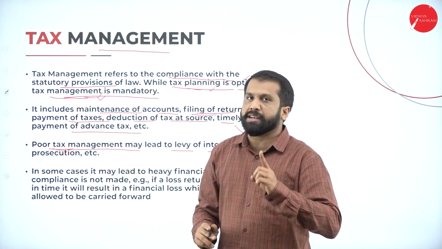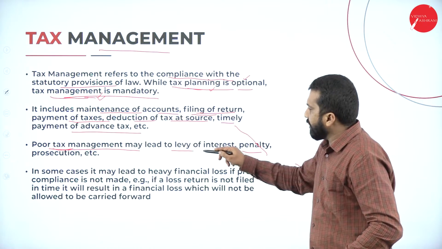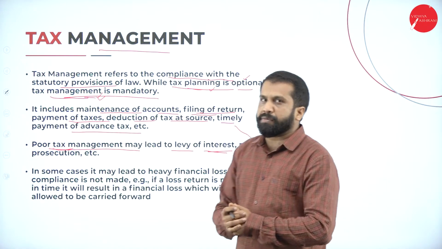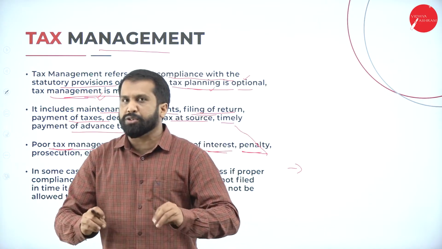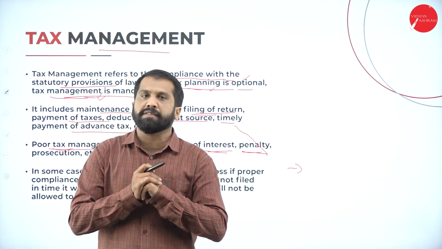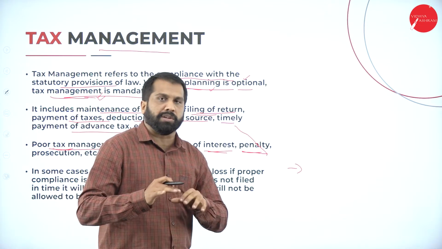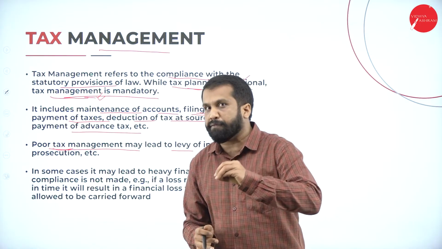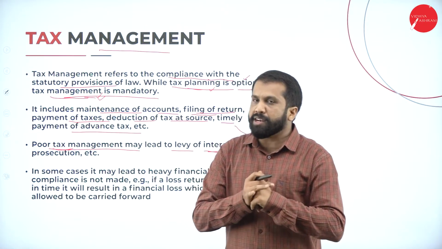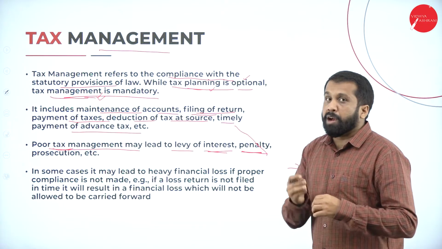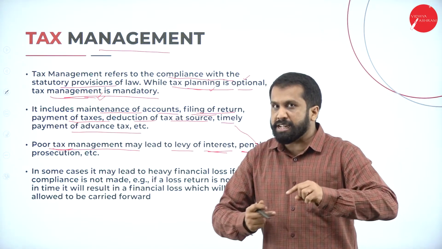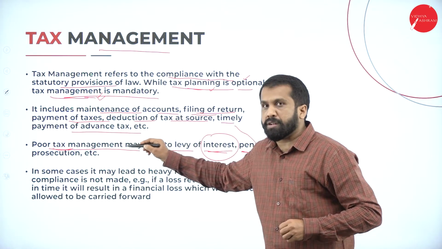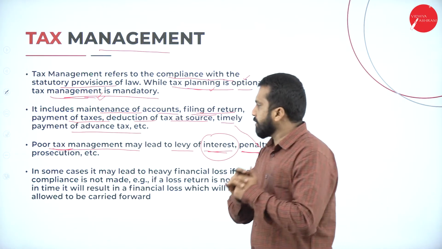Because of his mistake, what happens? You're supposed to pay interest. You're supposed to pay penalty. Now assume that every month on the 20th you're supposed to file your GST returns. If your accountant is not good at that, if he has not calculated your GST, if he has not filed your GST, then what happens? You are supposed to pay a penalty for that. If there is a delay, you are supposed to pay interest on that. These are the things for poor tax management. Hope you are clear? Yes.